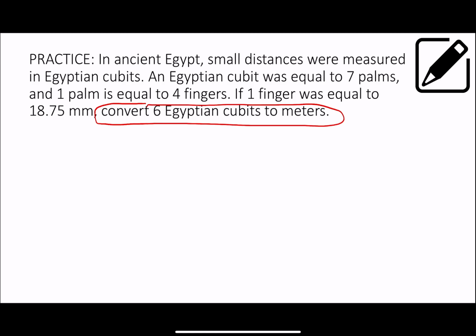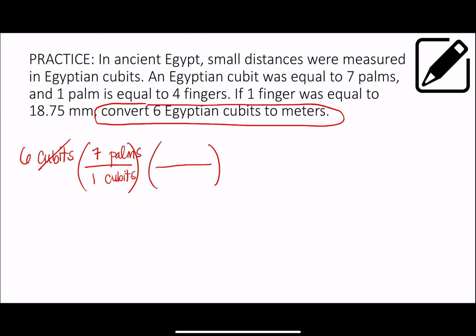So we're going to start with 6 cubits. And then cubits, if you reread that, a cubit was equal to 7 palms, it says. So here's my conversion factor. And again, hopefully you say that the cubits should go down here and palms should go up here. So 1 cubit is equal to 7 palms. And actually, you can add all of these conversion factors together, which is what we're going to do right now. So then later, these are going to cancel.